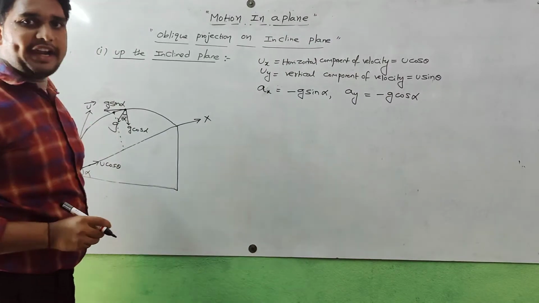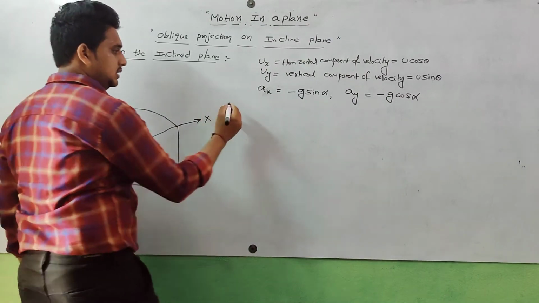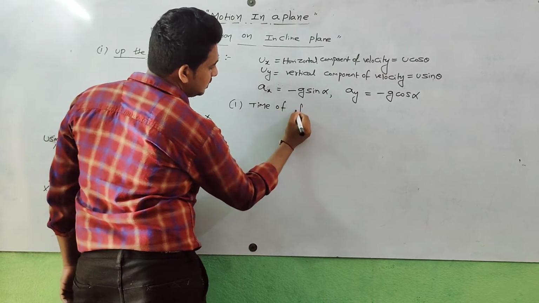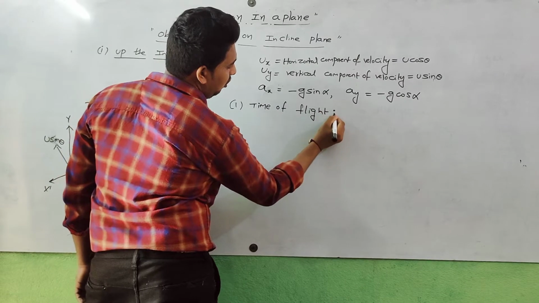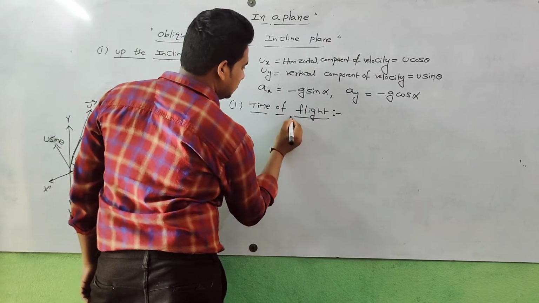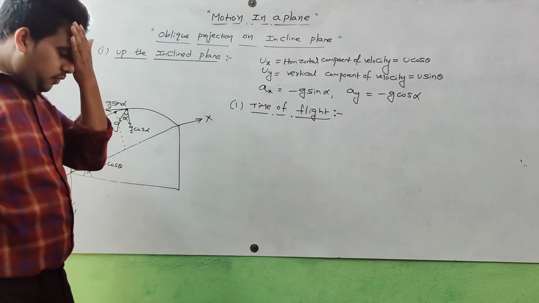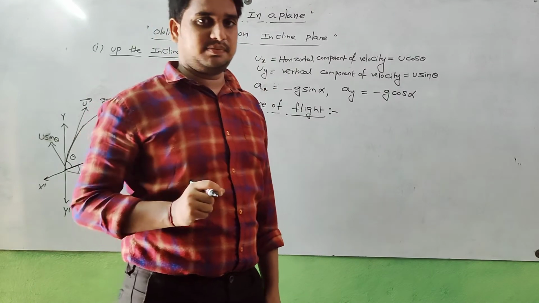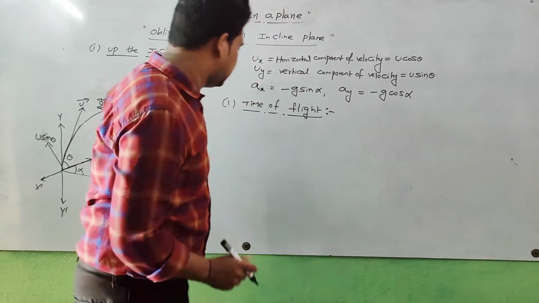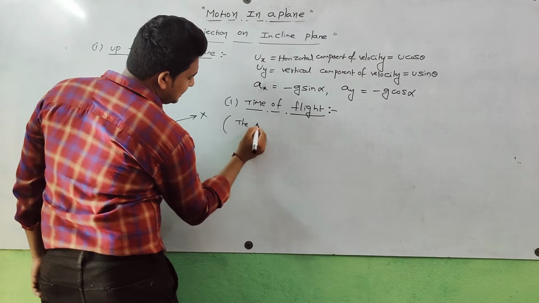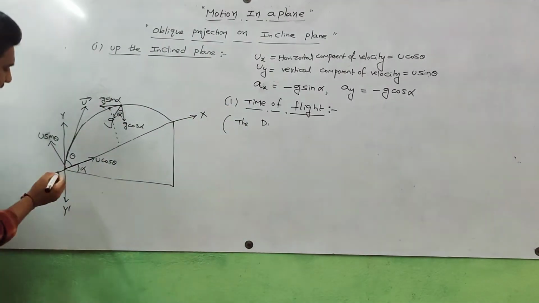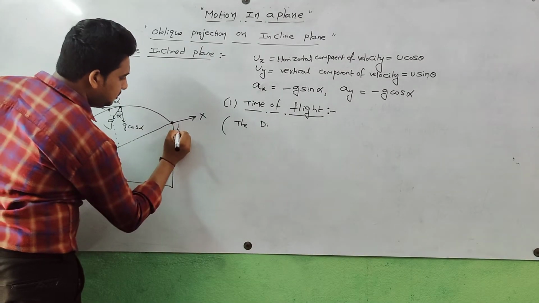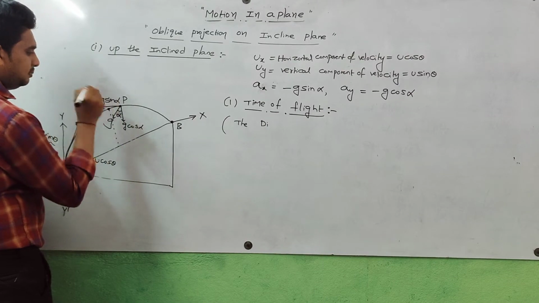First we need to find the time of flight. How to find time of flight? How to derive time of flight? For finding time of flight, there is a simple logic, and this is a very important logic. This I consider as point O, this I consider as point B, and this I consider as point P.